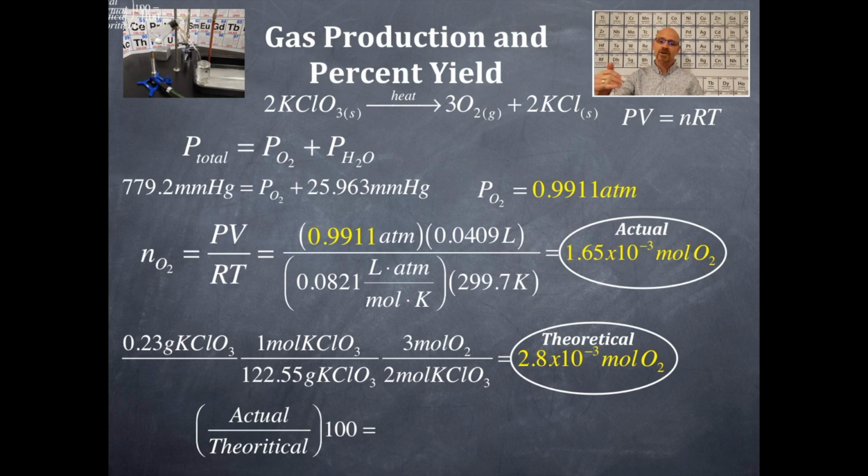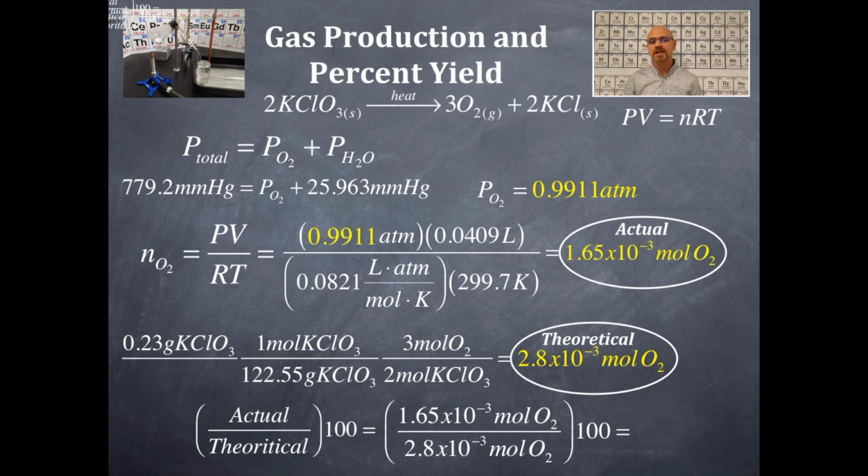So I'm going to plug in the actual and the theoretical in their respective numerator and denominator, multiply by 100, and those are those numbers there. You should see that the moles of O2 are going to cancel out, and I'm just going to be left with a percentage. So in this lab example, we have a 59% yield of my product. So I could have collected more under more ideal circumstances, but I only was able to collect 59% of the oxygen from what I would have expected to collect.